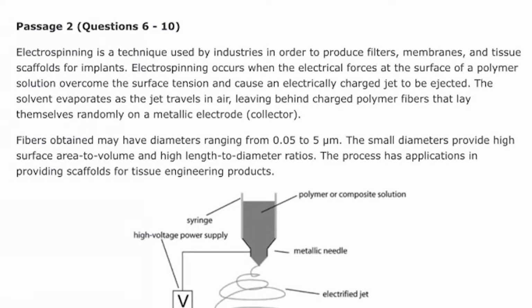Electrospinning is a technique used by industries in order to produce filters, membranes, and tissue scaffolds for implants. Electrospinning occurs when the electric forces at the surface of a polymer solution overcome the surface tension and cause an electrically charged jet to be ejected. The solvent evaporates as the jet travels in air, leaving behind charged polymer fibers that lay themselves randomly on a metallic electrode collector. Oh my, what a lot of words.